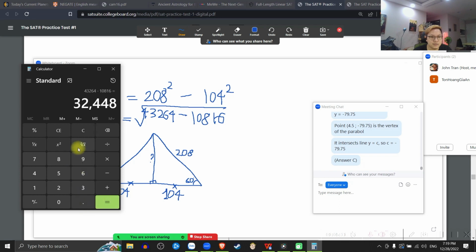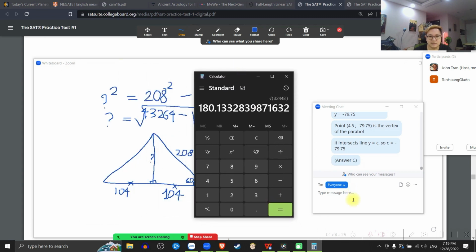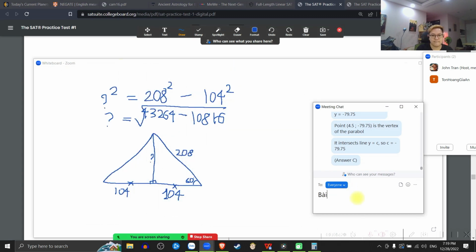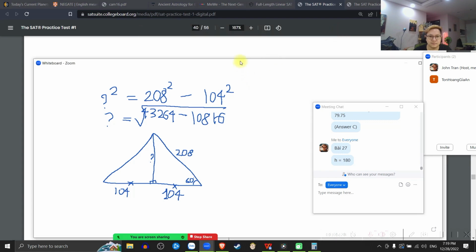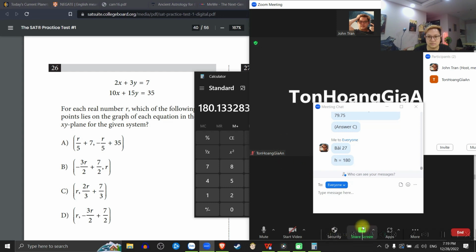Rồi bây giờ lấy square root của nó, take the square root of that one. Nó sẽ ra được 180 gì đó đúng không em? So the answer is about 180, isn't it? I think so. Yeah. At least I think so.